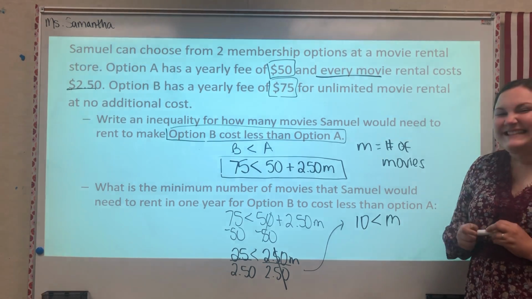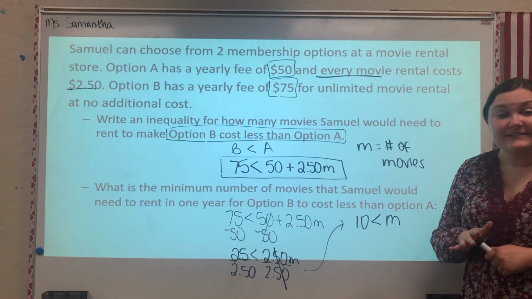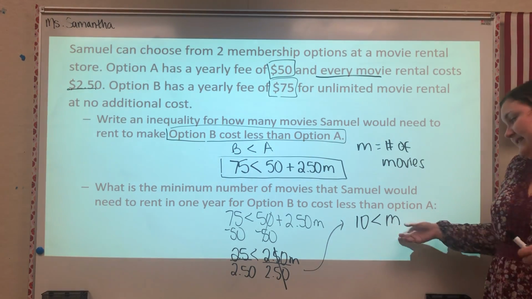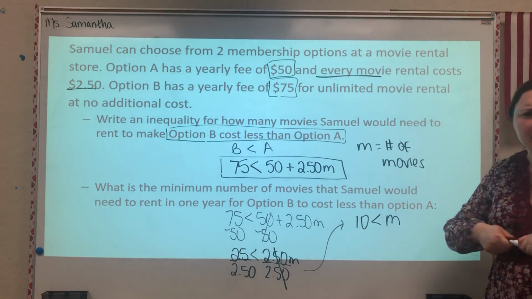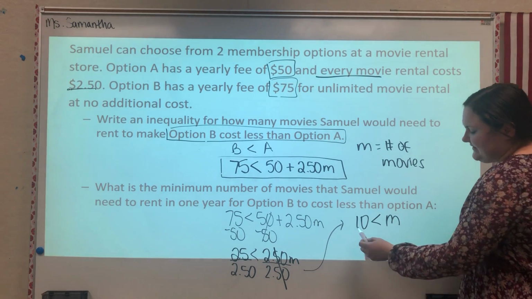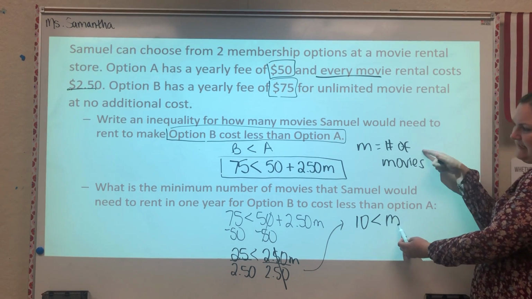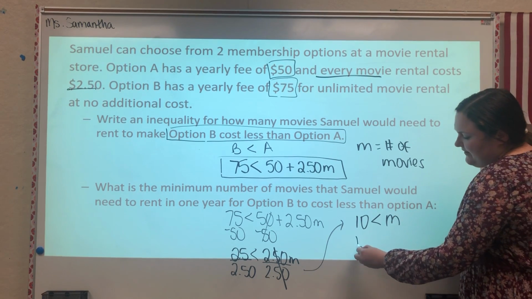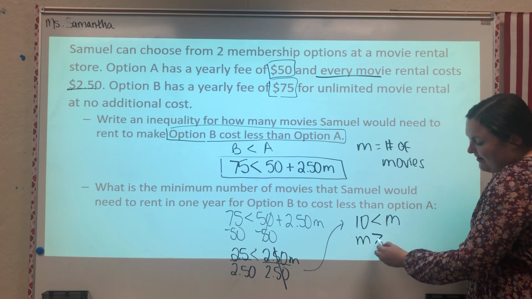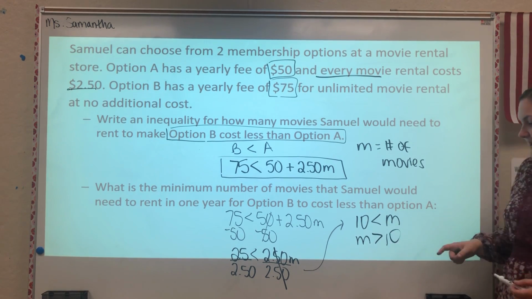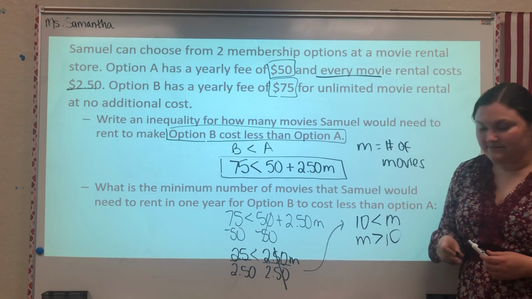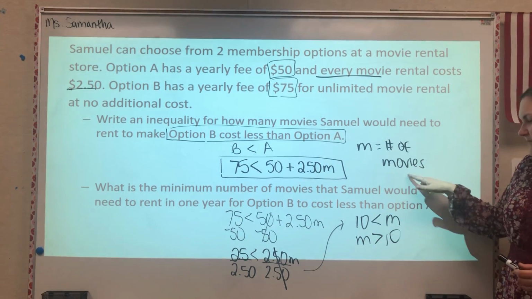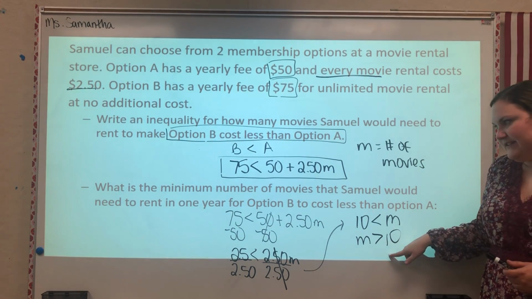And I'm just gonna do the same thing we did in the graphing inequalities. This is fine, but I'm gonna flip it around so that the variable comes first, just to make it really clear what our answer is saying. So instead of saying 10 is less than the number of movies, I'm gonna flip it around, and when you do that, your inequality sign changes. 10 is less than M is saying the same thing as M is greater than 10. So we've got M, the number of movies, is greater than 10.